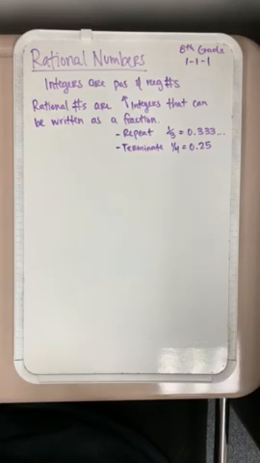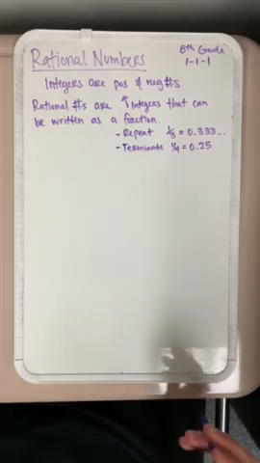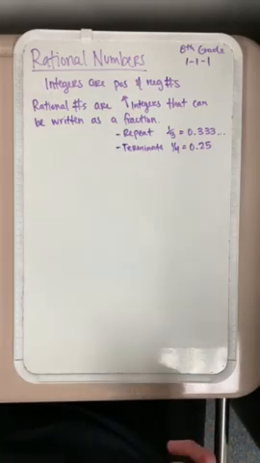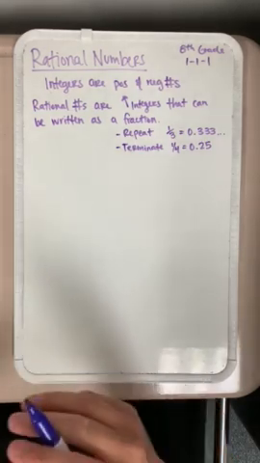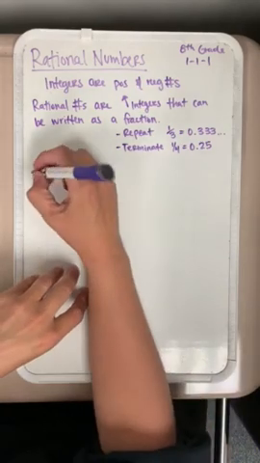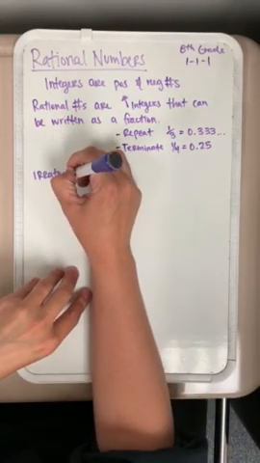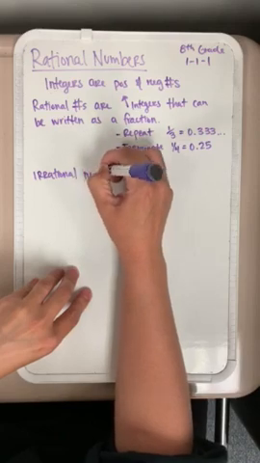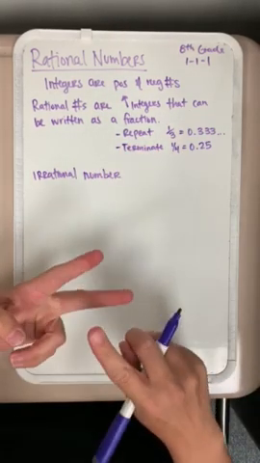All of our whole numbers, all of our +1, +2, +3, -1, -2, -3, all of those are rational numbers. So if that's all rational numbers, I want to give you an example of an irrational number, just so you have something to compare it to. So an irrational number would be something that doesn't repeat and it doesn't end.